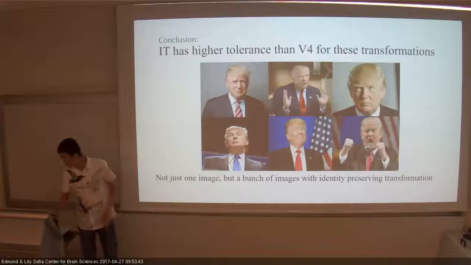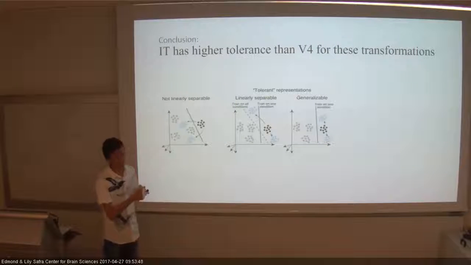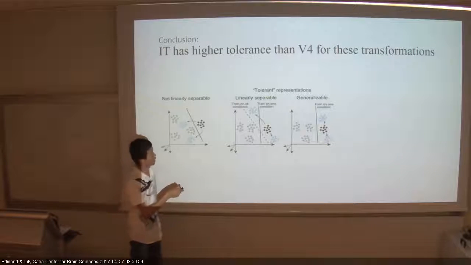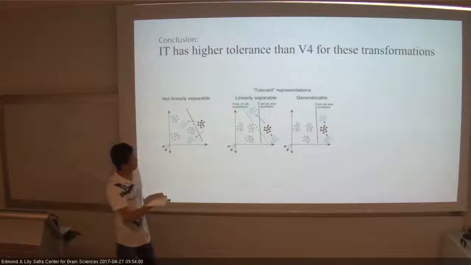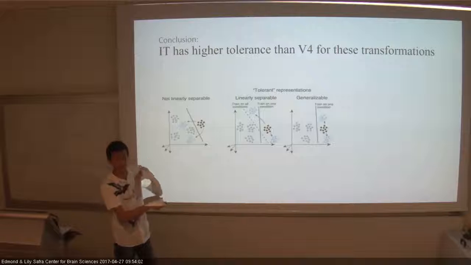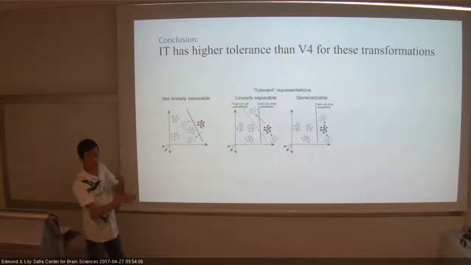So now let's divide the tolerance into two different levels. One is the generalization level. As we discussed before, it's seeing only one image, and then I can recognize other transformations. This level is a high standard and it's hard. Another level is relatively easy and more natural.